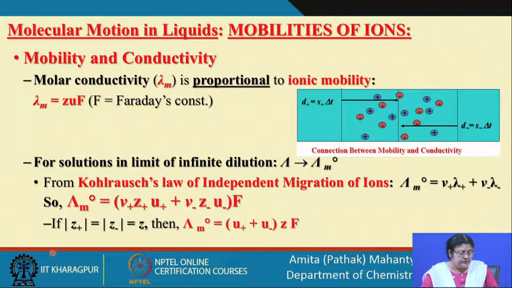Okay. So, in a special case, if Z plus and Z minus are equal to Z, then this expression simplifies further to U plus plus U minus, times Z F, right.